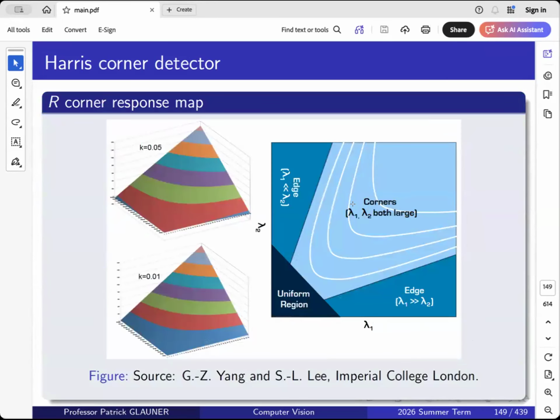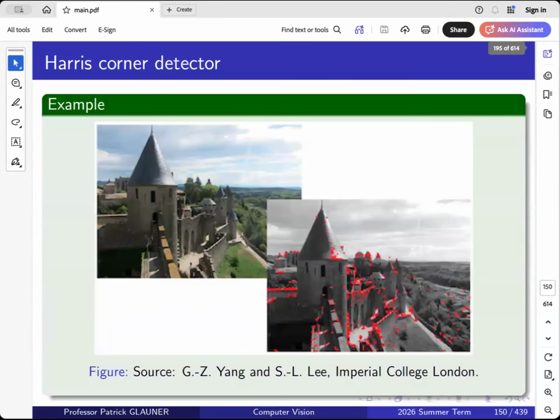Here's another visualization for this. If both of the eigenvalues are large, you have a corner. Otherwise, if both are small, you have a uniform region. And if one eigenvalue is much larger than the other one, you would have an edge or even a straight line. Yeah, this can be applied to sample images.